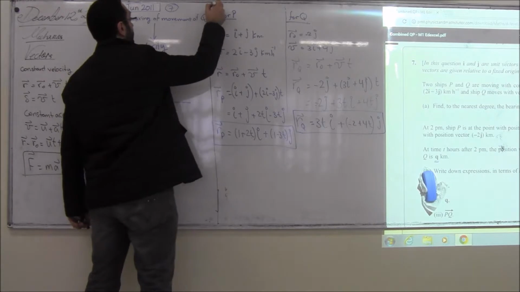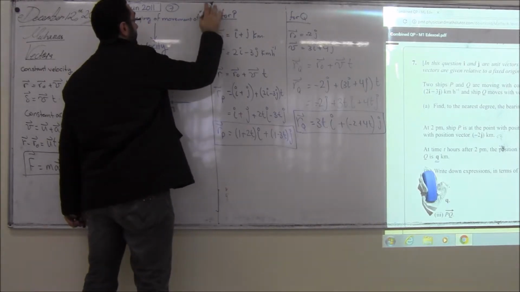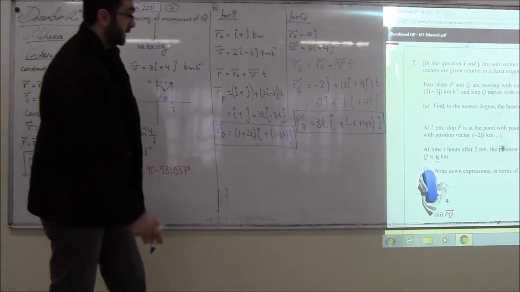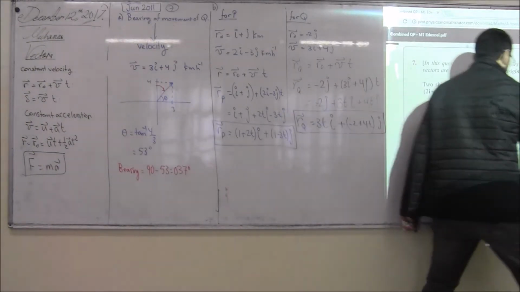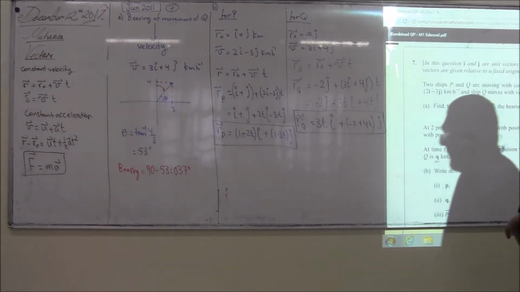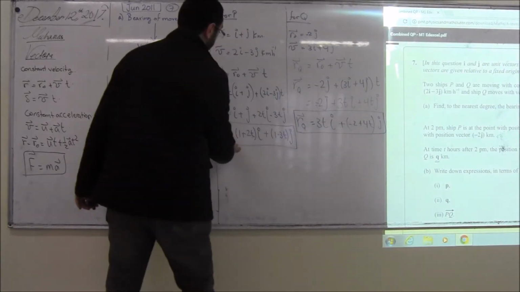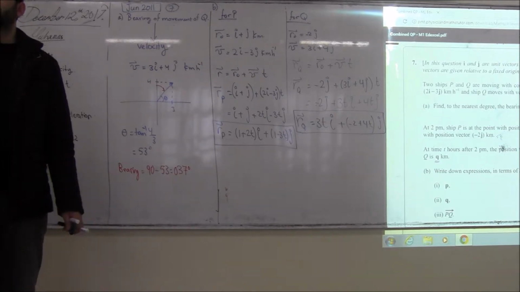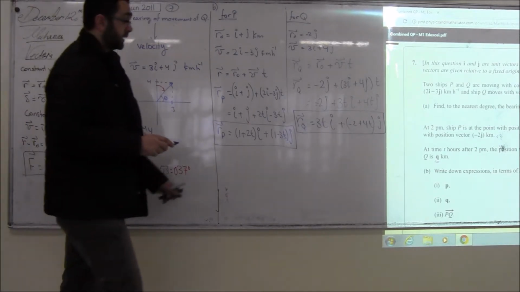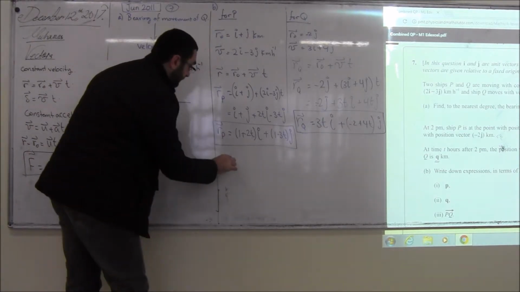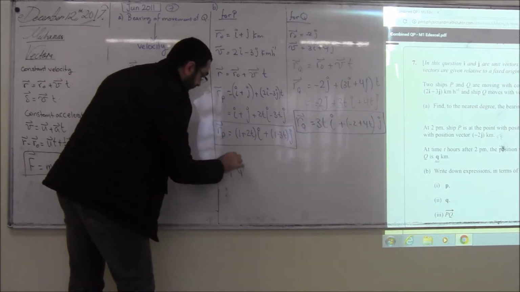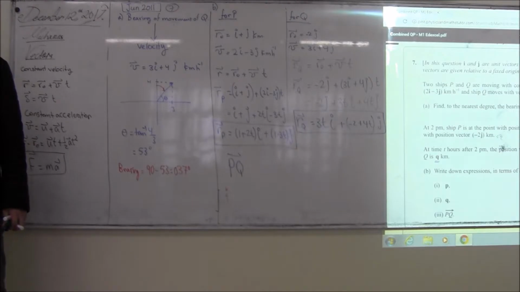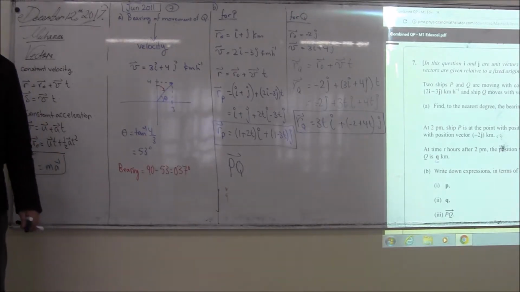Add part B. Any question about this? This is the final position of P, this is the final position of Q. Pay attention please. Now we are asked about what? PQ, which is displacement. How can I find PQ? Pay attention here please.